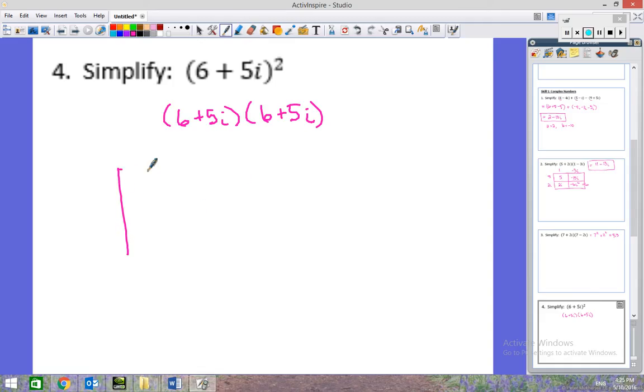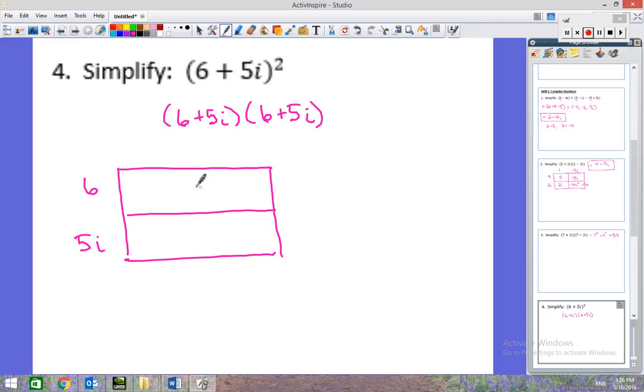And if we form a table, because I don't have conjugates here, I have 6 plus 5i, I have 6 plus 5i. 6 times 6 is 36. I have a 30i for that product, a 30i for this, and a 25i squared, which I know since i squared can be replaced with negative 1, that this is a negative 25.